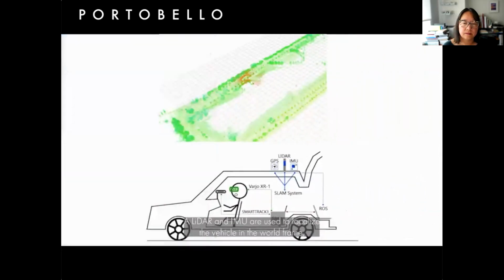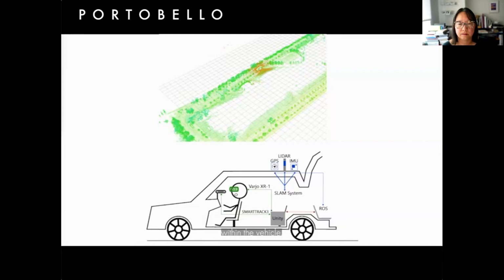A LiDAR and IMU are used to localize the vehicle in the world frame, and infrared tracking is used to localize the participant's head movement within the vehicle.